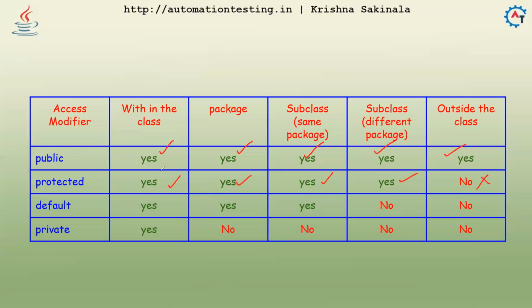Coming to the default, within the same class you can use it, within the package you can use it, subclass in the same package anyhow, since it is within the same package, you can use it, but a subclass of a different package or outside of the class you cannot use it. Coming to private, only within the class. Apart from that, no other rules will work for this. Okay, so this is all the visibility of your members. That is called access modifiers or scope. This is all about access modifiers in Java.